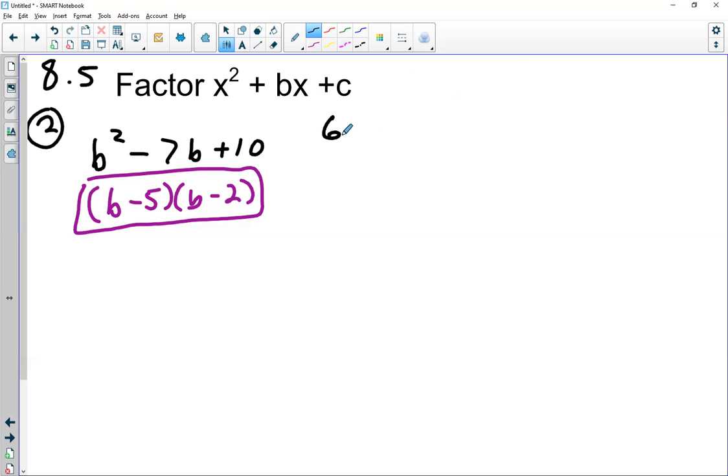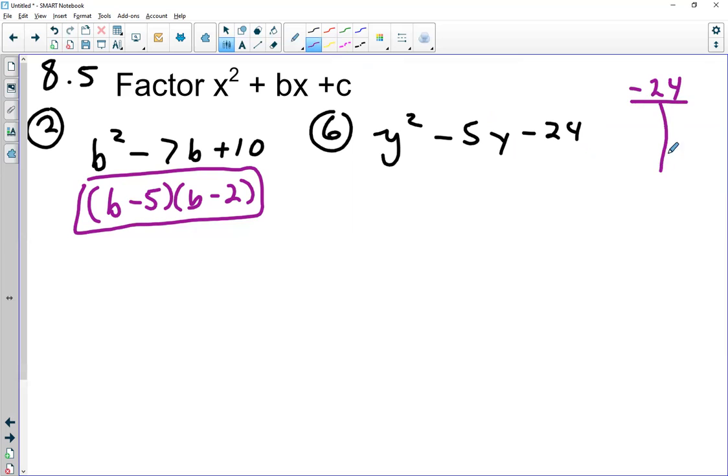Yeah, so let's do number 6. y squared minus 5y minus 24. In this case, I need to multiply to negative 24, meaning I need one negative and one positive. So when they interact with each other, it works like subtraction. Mathematically, it's the same thing as subtraction, even though you're not.